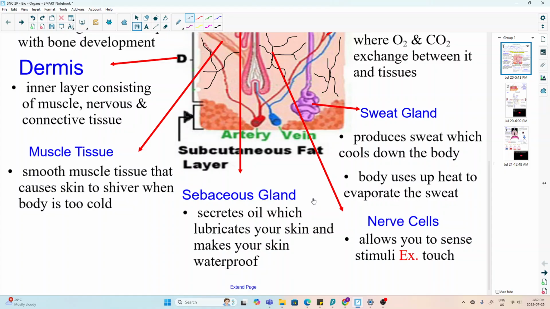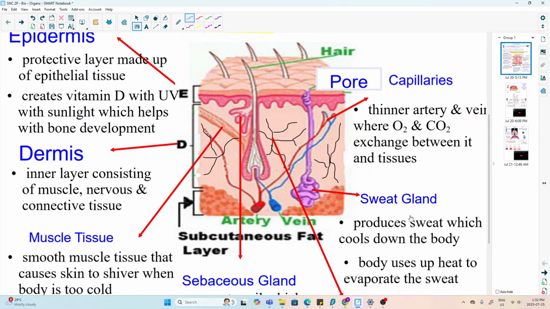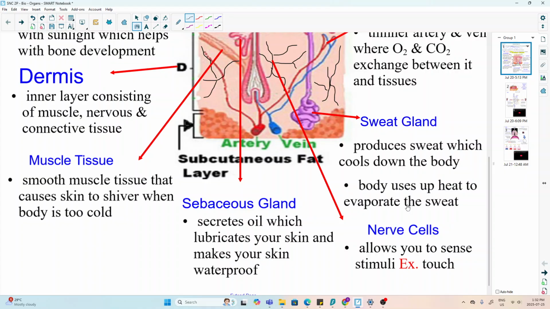Alright, so those are the different parts of the skin. Remember, you can pause this video at any time to write down all the words if I'm going too fast. So let's take a look at the hardest one, the heart.